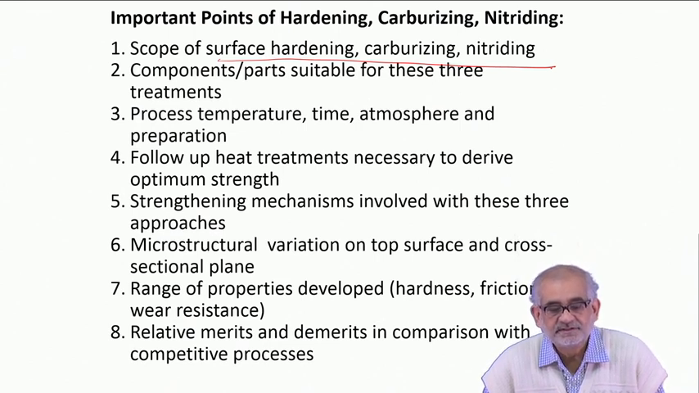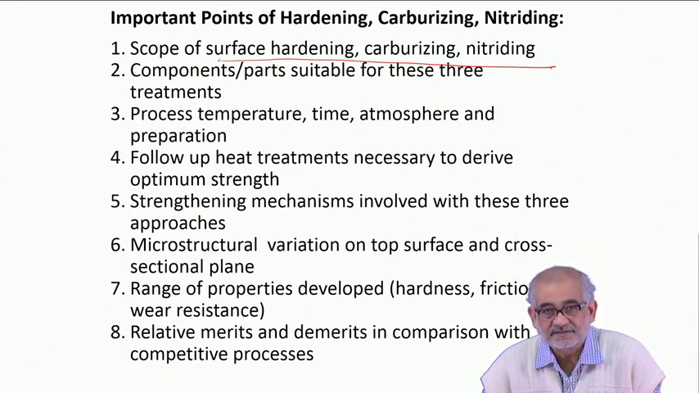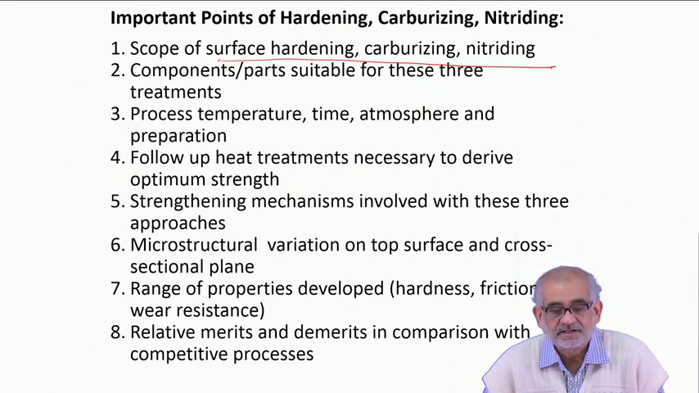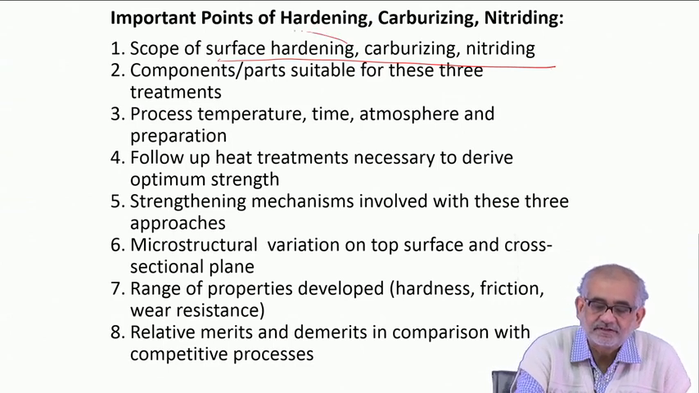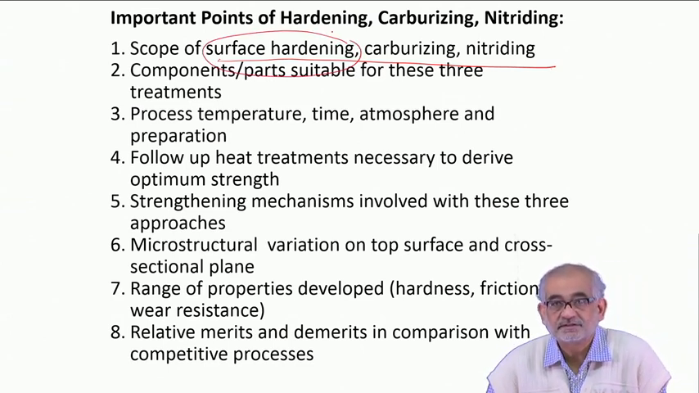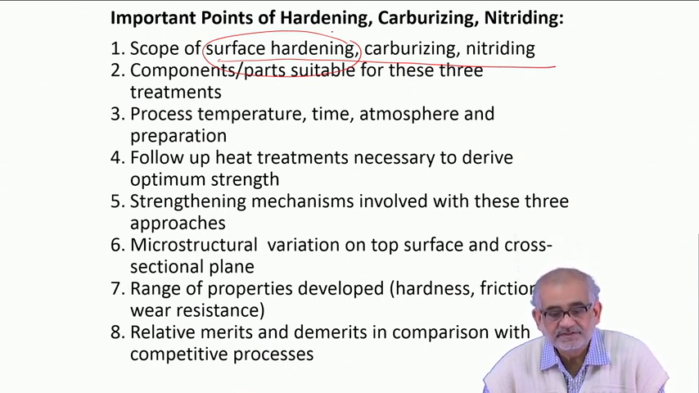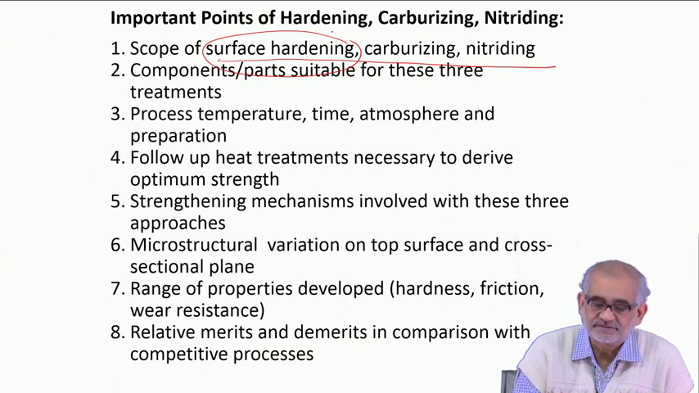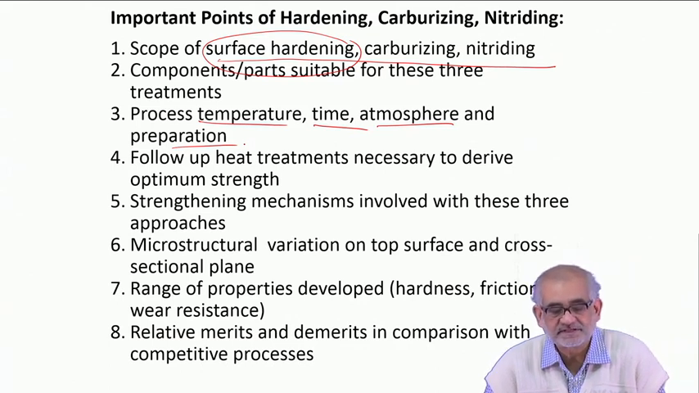So the components and the parts that we actually subject to such treatments need not be exactly the same type. For example, compositionally one can easily say that for hardening we actually require carbon-rich steel, or at least the component should have adequate carbon, easily around 0.4% carbon at minimum, whereas carburizing and nitriding are done with very low carbon. The parts and their utilities will determine what kind of treatment you actually take, and the effectiveness of the treatment will depend upon the temperature, time, atmosphere and various surface preparation methods that you adopt.